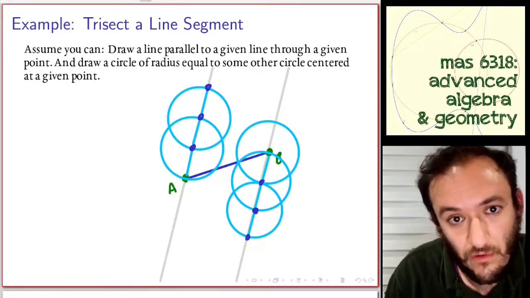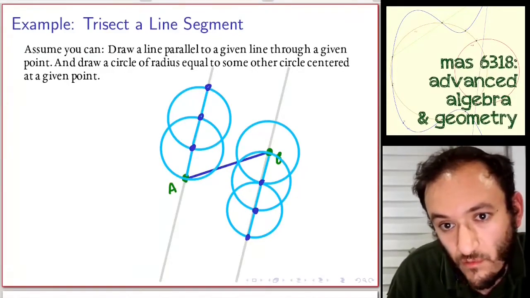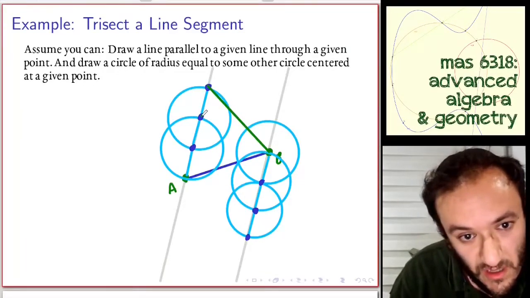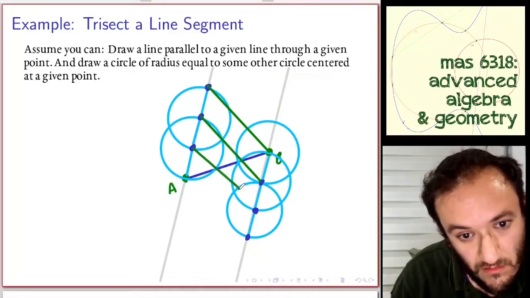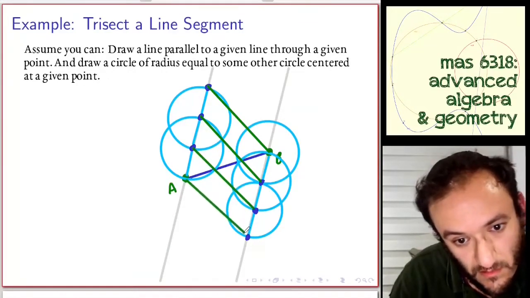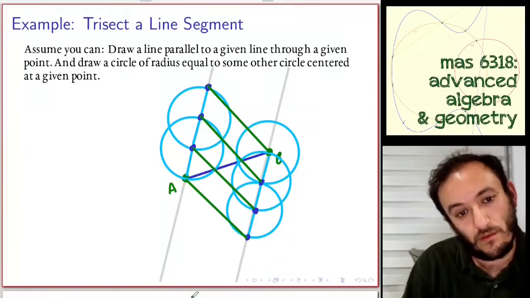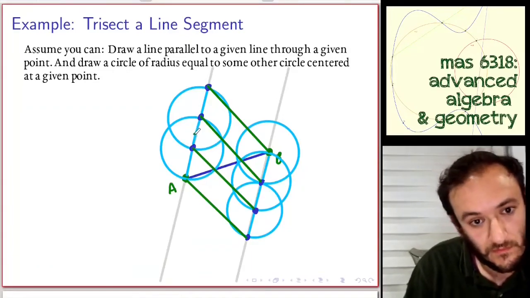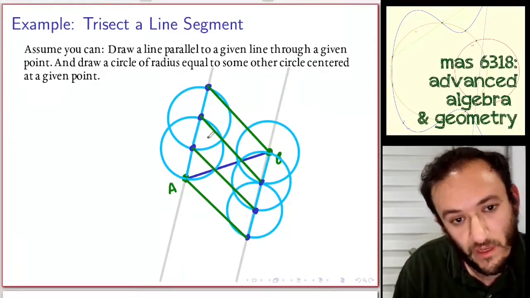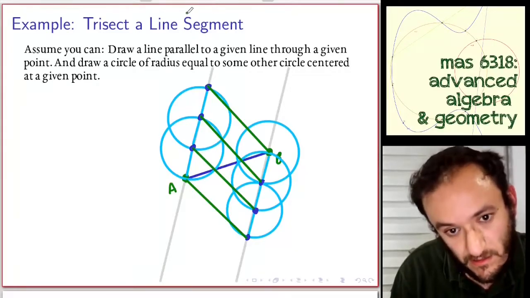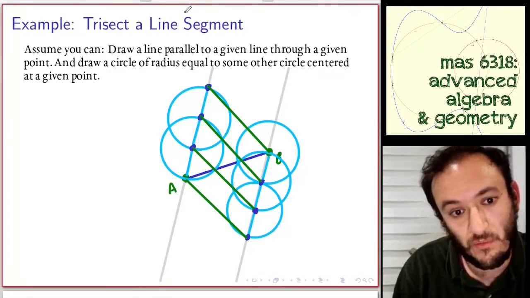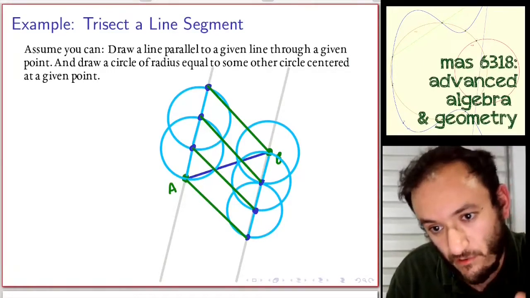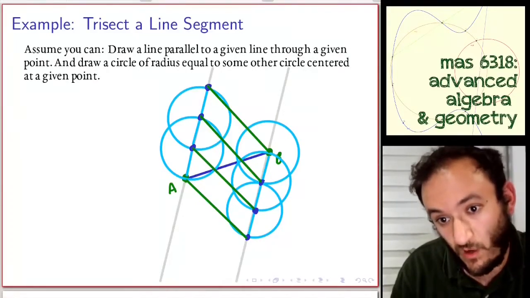Okay, so what do we do now? How do we finish it off? Well, we're going to connect these lines to divide AB into 3. And connect these points. Okay, so because the gray lines are parallel, we know that these green lines are also forced to be parallel, since they're a fixed distance apart on the pair of gray lines.